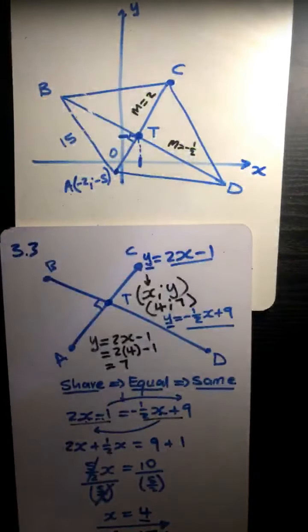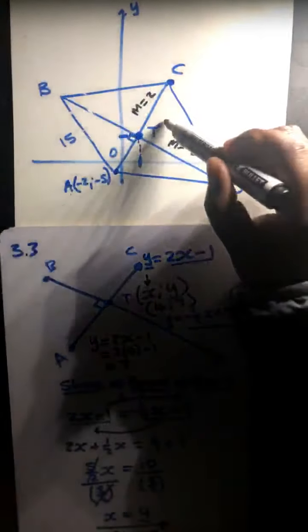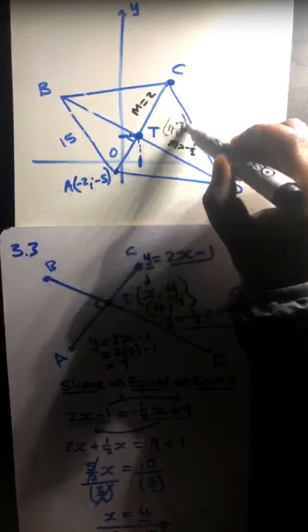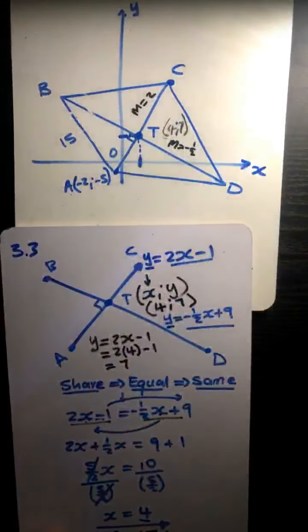Did that make sense to everyone? 4 and 7. Yes, sir.